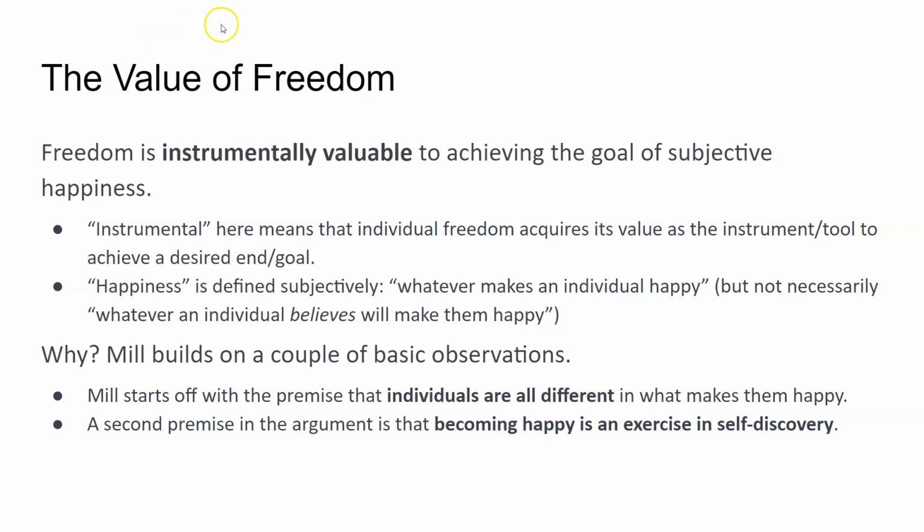Okay, that was a bit of a digression, but again, Mill bases this idea on the fact that we're all different in what makes us happy. And a second premise in the argument is that becoming happy is an exercise in self-discovery. If I don't have the freedom to try out things that will make me happy, I don't know. We're not born with this information about what makes us happy downloaded into our brains, right? It's a process of discovery. We have to try different things.